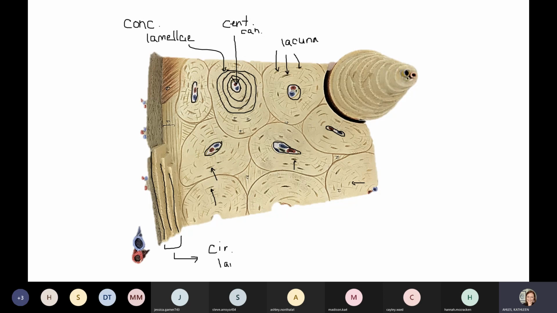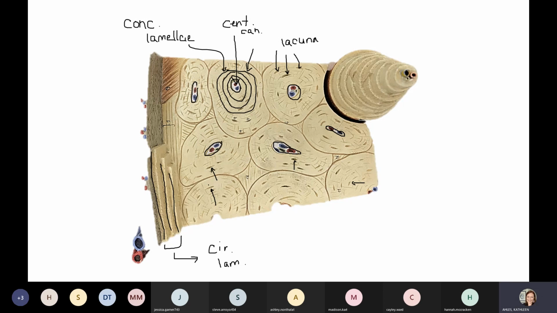And I'm going to spell that in the chat for you. I'm not going to write that all out. Circumferential lamellae. Circumferential lamellae are found on the circumference, or on the outside of our compact bone tissue. So how these ones are in lines, while these ones are in circles, that's the difference between a concentric lamellae in a circle and a circumferential one in a line.